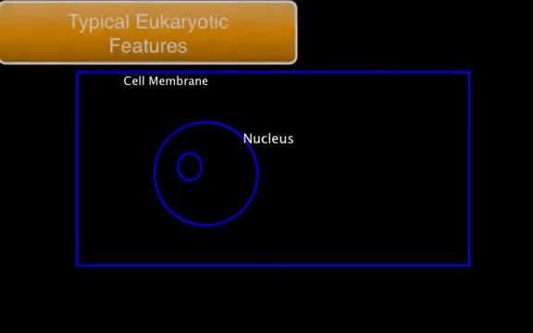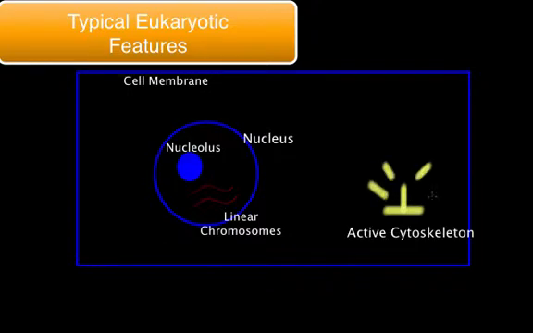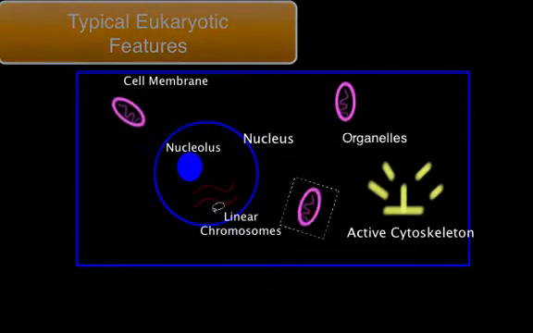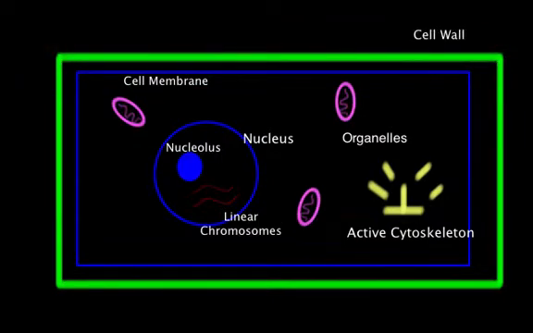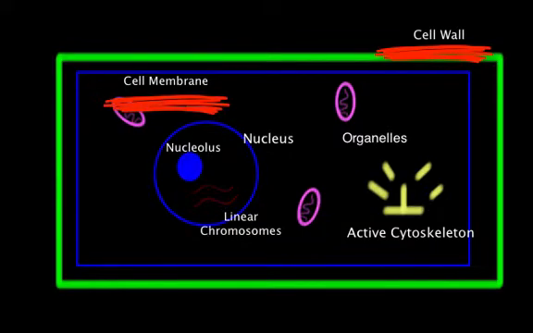Fungi have typical eukaryotic features, including a membrane-bound nucleus, a nucleolus, linear chromosomes, robustly active cytoskeleton, and many other membrane-bound organelles. Like many bacteria, fungi also have a rigid cell wall external to the cytoplasmic membrane. The chemical makeup of both the cell membrane and cell wall, however, is unique.